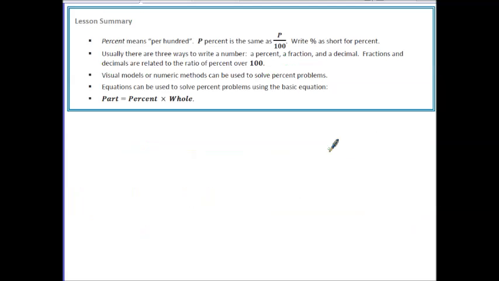In this lesson, you have learned that percent means per 100. So P percent is the same as P divided by 100. Usually there are 3 ways to write a number: a percent, a fraction, and a decimal. Fractions and decimals are related to the ratio of the percent over 100. Visual models or numeric methods can be used to solve percent problems, and we saw examples for each. Equations can be used to solve percent problems using the basic equation percent times whole equals part.